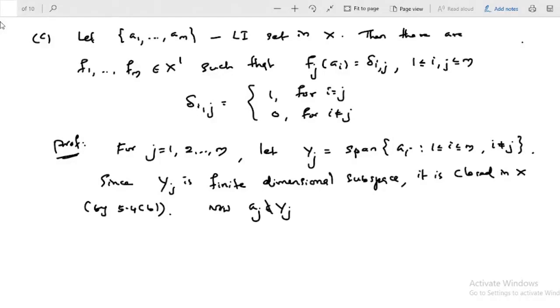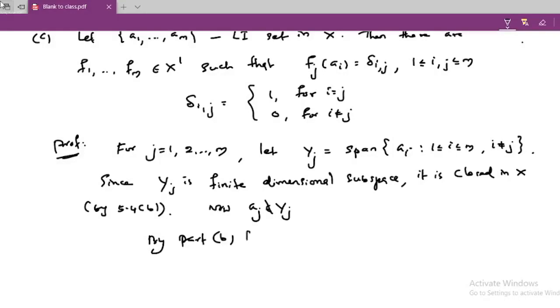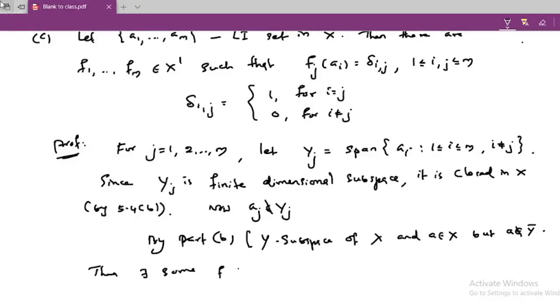By part b we have: Y is a subspace of X and a belongs to X but a does not belong to the closure of Y. Then by the result, there exists some f belonging to X dash such that f restricted to Y is equal to 0, f of a is equal to the distance between a and the closure of Y, and the norm of f is equal to 1.